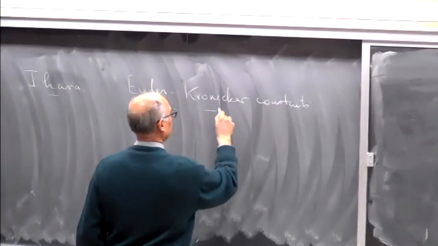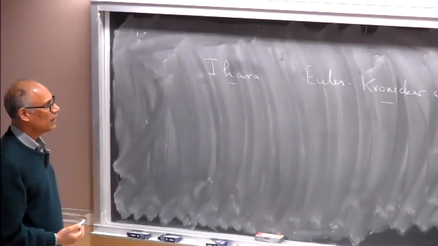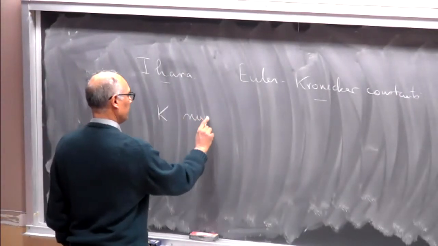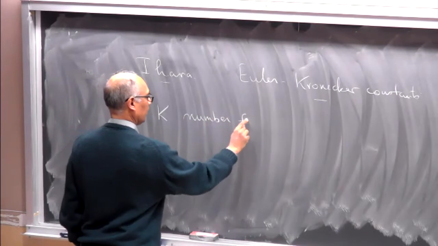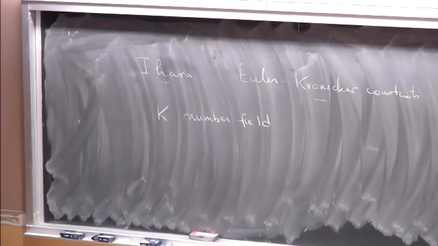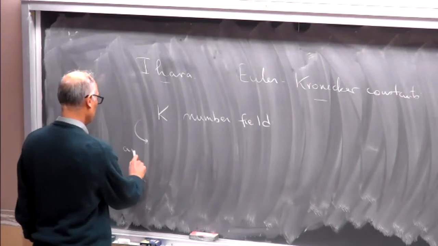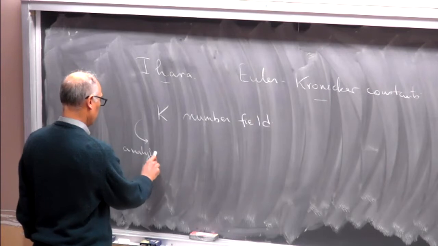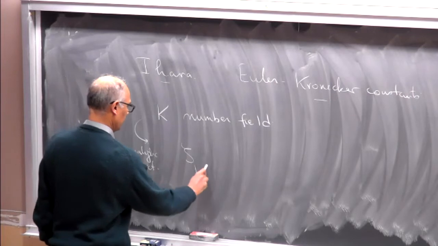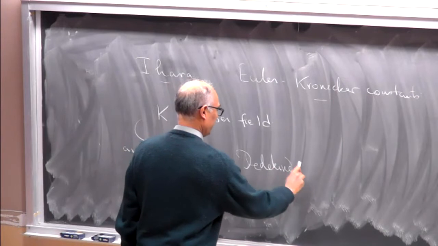So what are they? I'm going to define them in a slightly more restrictive setting than what Ihara was actually looking at. I start with a number field k, which means a finite extension of the rationals. Associated to this, there's an analytic object which some of us love very much. It's called the zeta function, defined by Dedekind, the Dedekind zeta function.